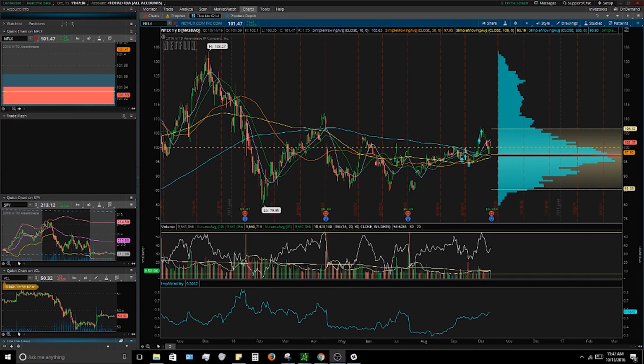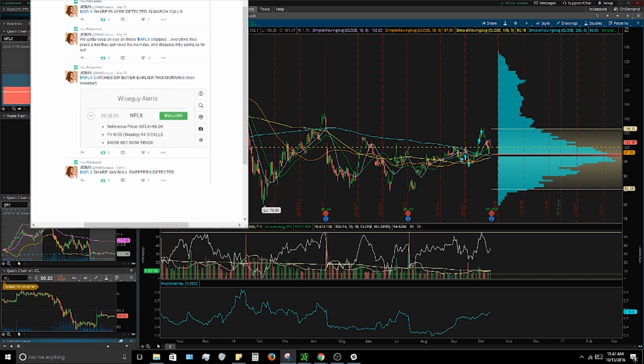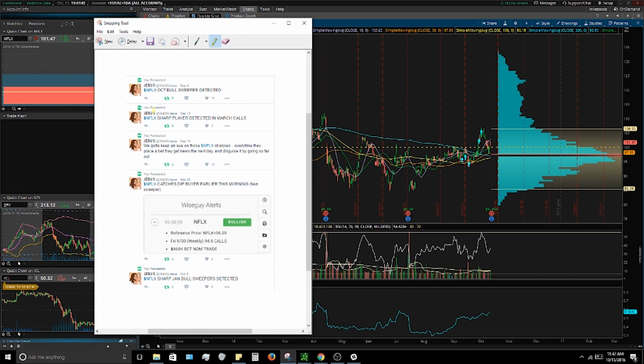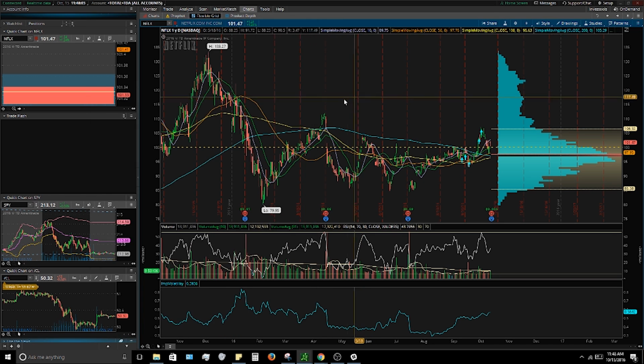All right, so the next trade I want to go over is Netflix here, and I actually screenshotted all of Wall Street Jesus's tweet here, and it actually started with, on September 8th, October bull sweeper detected. In his terminology, when it comes to sweeper, he says it means aggressive action in the option. So let me mark this on September 8th here, and I want to actually look at the chart itself here.